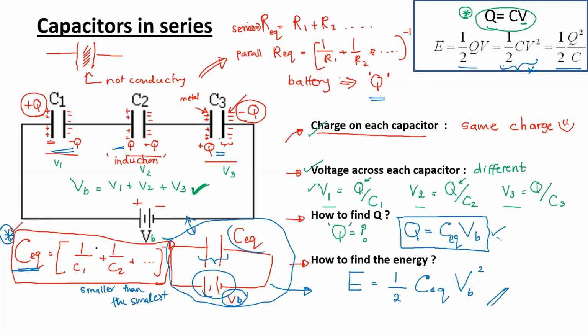So the higher the number of capacitors you have, the smaller the equivalent capacitance. Okay, so this is just additional.